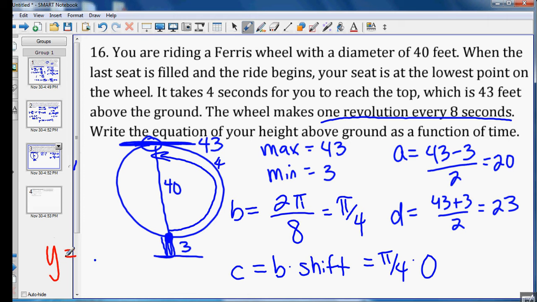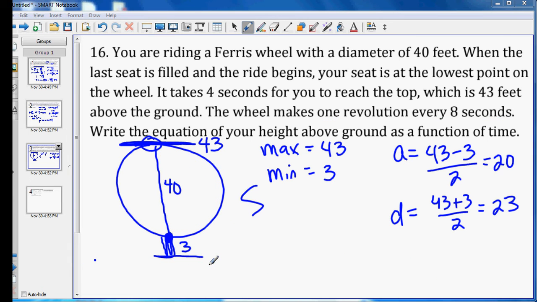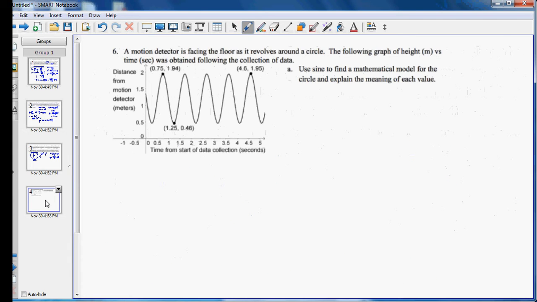Okay, time to hit our last one. A motion detector is facing the floor as it revolves around a circle. The following graph of height versus time was obtained following this collection of data. Use Sine to find a mathematical model for the circle and explain the meaning of each value. Alright, I think I adjusted that on your sheet and said I wanted you to do cosine instead of sine. So we will do a cosine function.